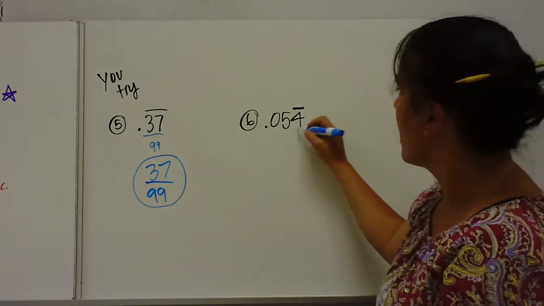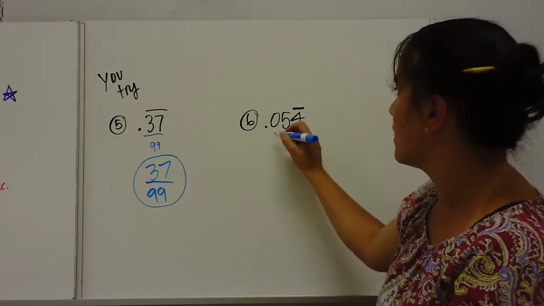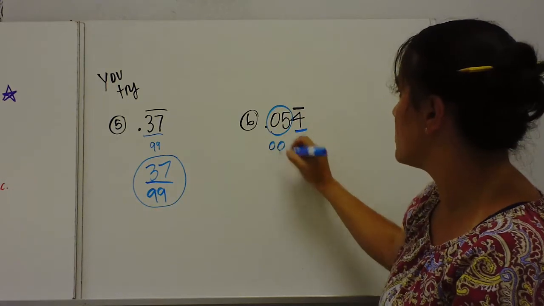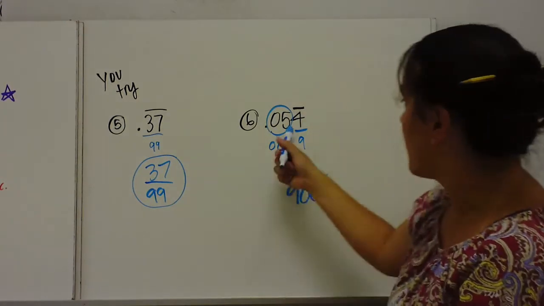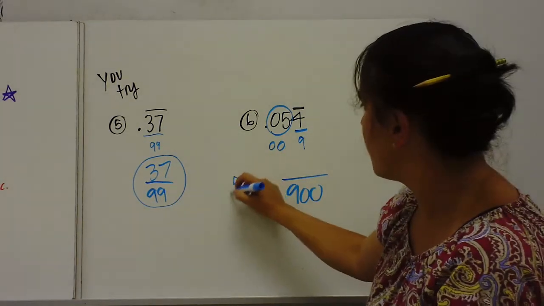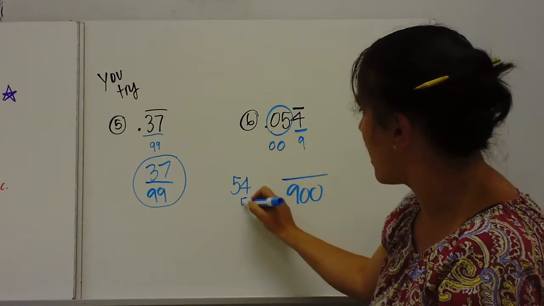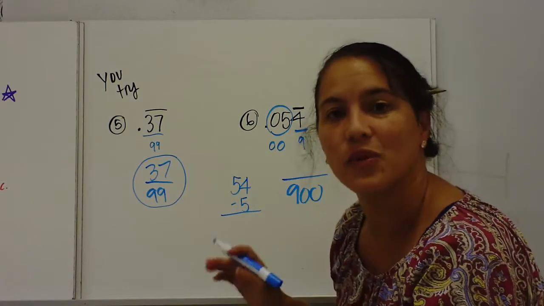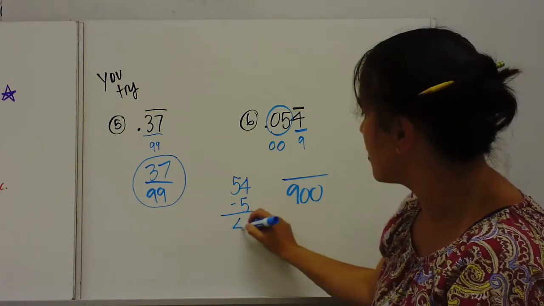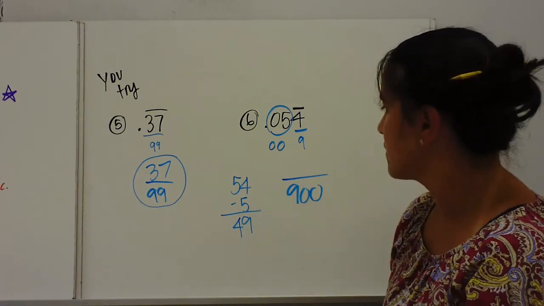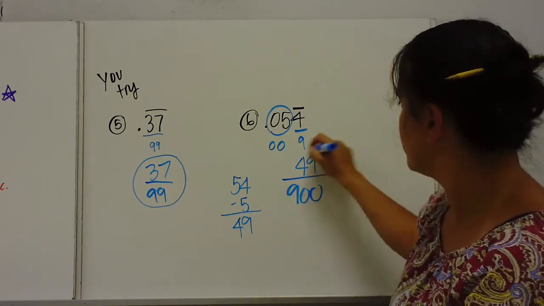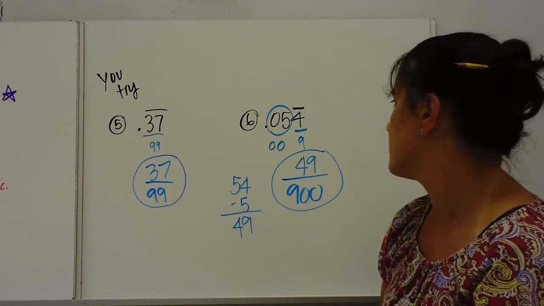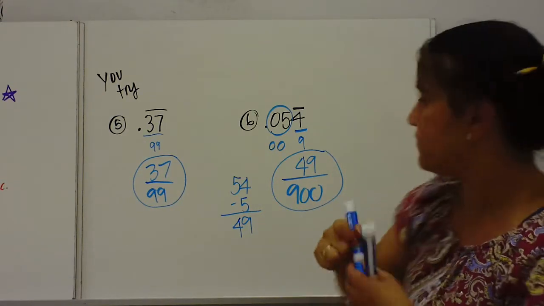All right, for this one, I have one number repeating. These don't, so that's 2 zeros. So my denominator is going to be 900. And then I need to take 54 and subtract 5 because you take away the non-repeating number. And that is going to be 49. And I get 49 over 900. All right, I hope you got those right.